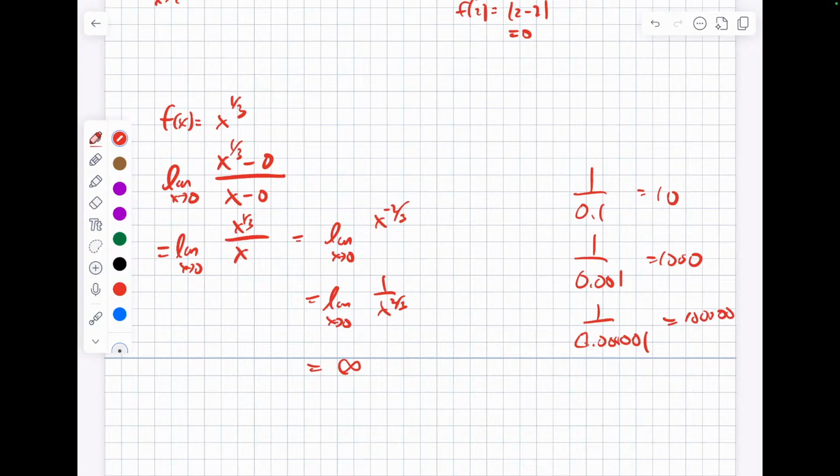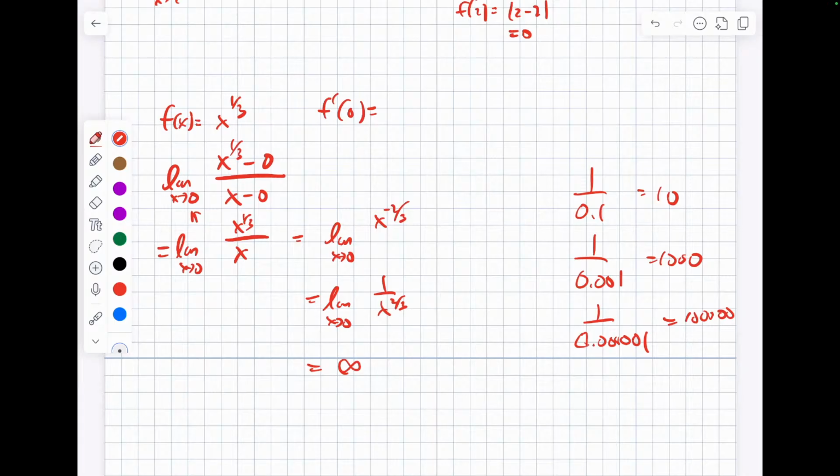And the value of c is always going to be 0? No, because we want to look at f prime of 0. We want to plug in 0 here. If it's f prime of 2, then I'm going to plug in 2. Okay. The exponent is negative 2 over 3, and it changes to 1 over x to the 2/3. Does that say 2 over 3 or 1? 2 over 3.